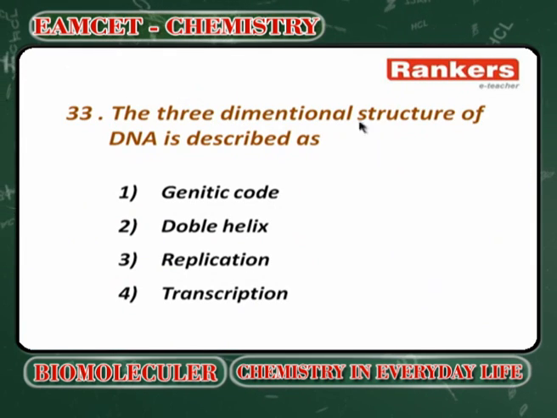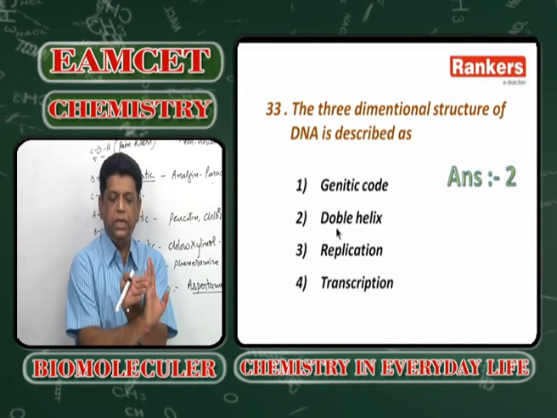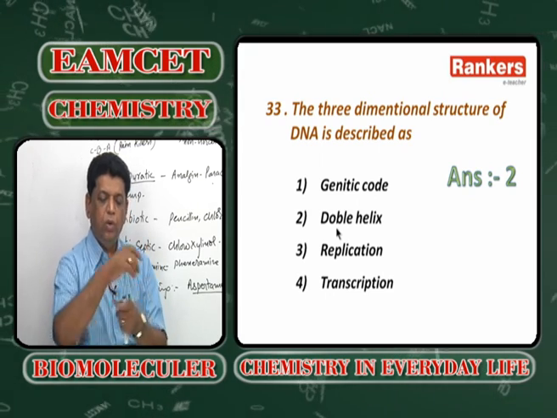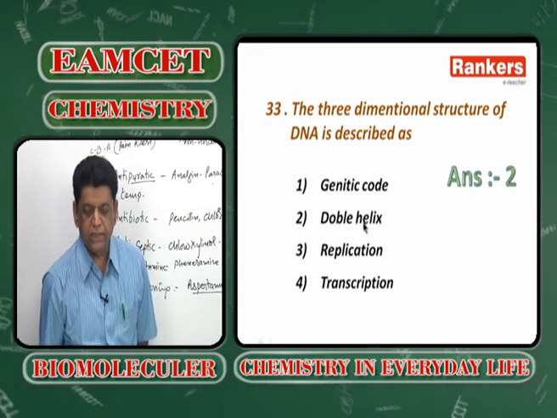the three-dimensional structure of DNA is described as a double helix. Two DNA strands go twisted in opposite directions. It is a double helix structure.